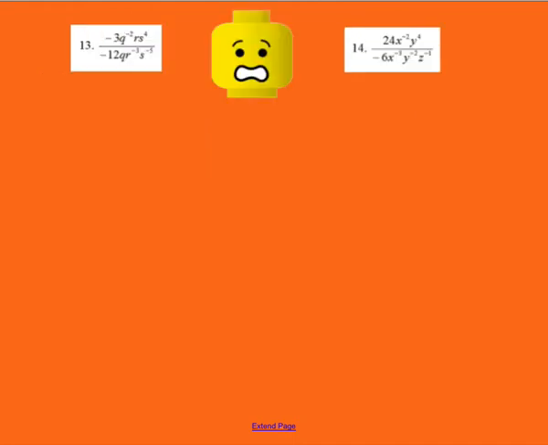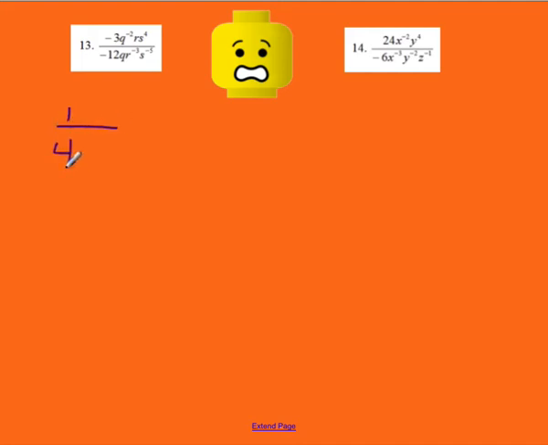Let's take a look at number 13. So again, let's just simplify it piece by piece. So I'm going to try and reduce this fraction to start off with. So negative 3 divided by negative 12. Well, both of those, first of all, are going to become positive when you divide a negative by a negative. And both are divisible by 3. So that's going to end up being 1 over 4.